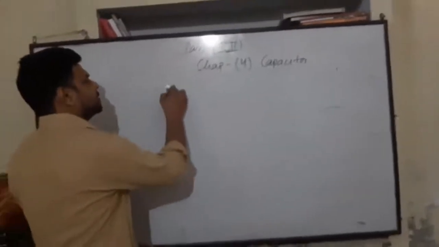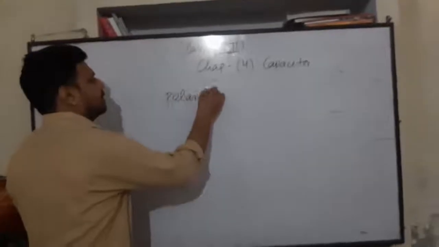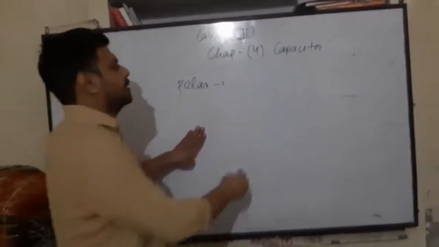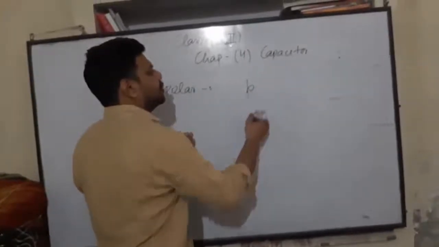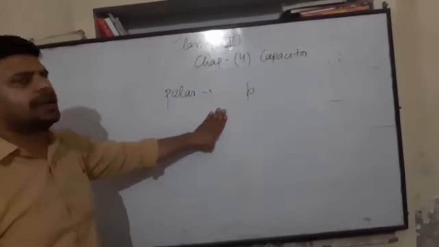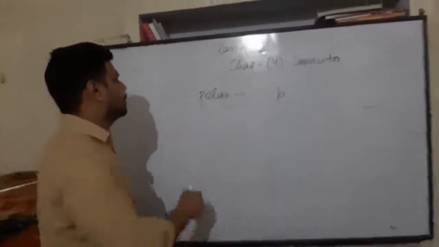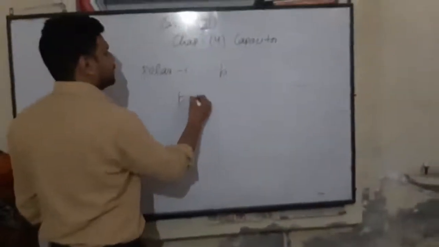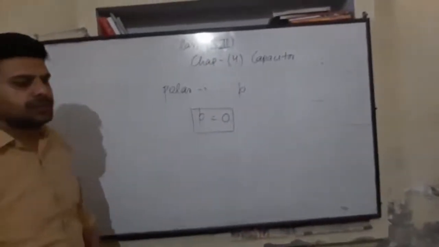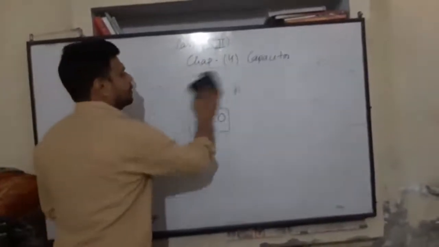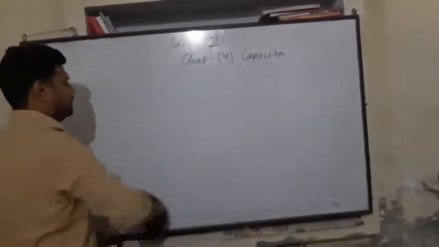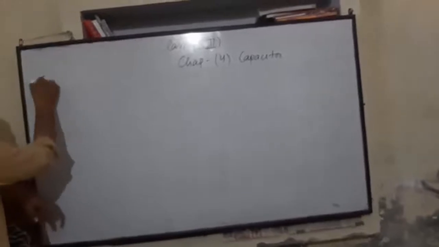Polar dielectric means they have intrinsic electric dipole moment. They have non-zero P, natural. They have natural electric dipole moment. And non-polar means the electric dipole moment for those molecules is 0. So you will read this topic yourself. Now I will discuss two cases.